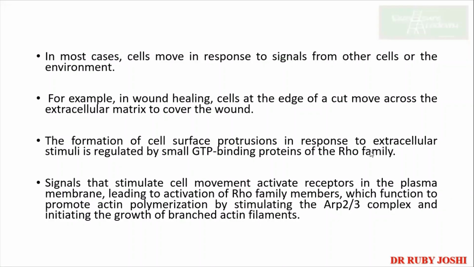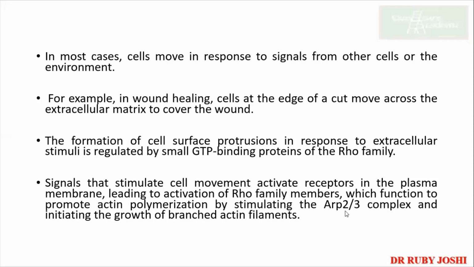So already we have talked about RAF and RAS. Rho also belongs to the same family. Do not get confused with this Rho protein and the other termination factors. These are different. So signals that stimulate cell movement activate receptors in the plasma membrane, leading to activation of the Rho family. Now, these Rho family members will promote actin polymerization by stimulating your ARP2/3 complex.